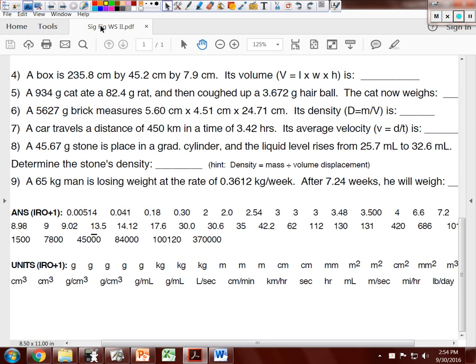It says a 65-kilogram man is losing weight at the rate of 0.3612 kilograms per week. Is that a good rate? No, that's really bad. And then it says after 7.24 weeks, which is kind of a weird time frame, how much will he weigh? So what we're trying to figure out is how much he lost in 7.24 weeks, right? And then we're going to subtract it from his original mass. Would you all agree that's kind of the method we need to figure out? But the problem is that we've got to figure out how much he lost in 7.24 weeks.